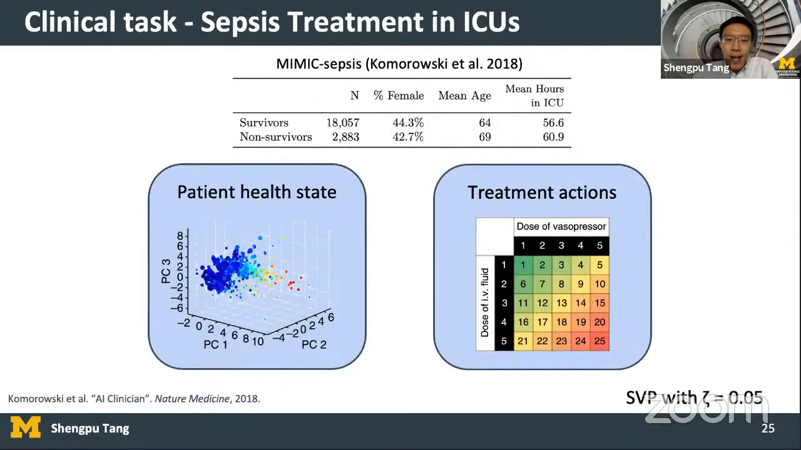Specifically, we consider the task of learning to treat patients with sepsis. We use data from MIMIC and a problem setup similar to past work, where the state space is derived from 48 physiological signals measured at 4-hour intervals. And there are 25 discrete actions corresponding to 5 levels of vasopressors and 5 levels of intravenous fluids. We ran our algorithm on this data set with the suboptimality margin, zeta, set to 0.05.